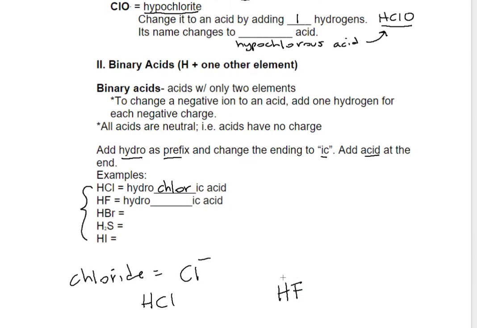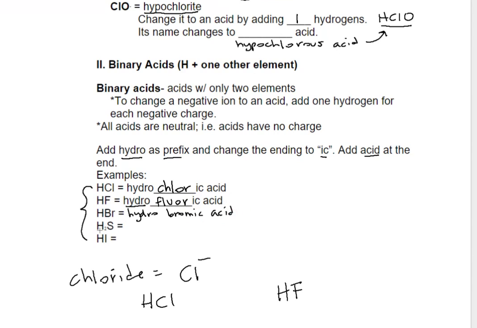Okay, HF. HF is also binary. Those are only two elements. So it's going to have the prefix hydro, and then the root for fluorine, fluor. That's hydrofluoric acid. HBr, these are real easy. You can guess what that one is. Did you say hydrobromic acid? You're correct.